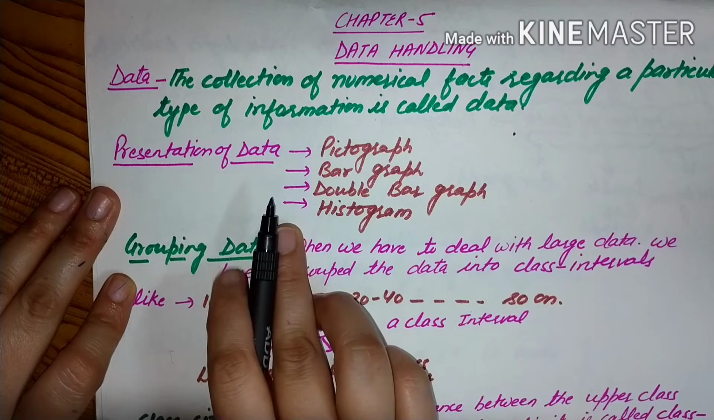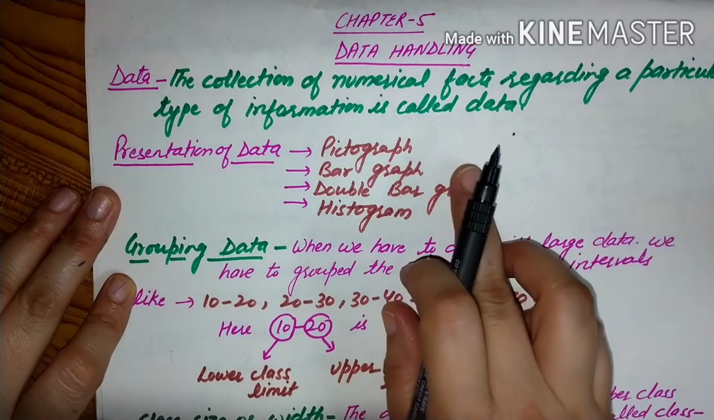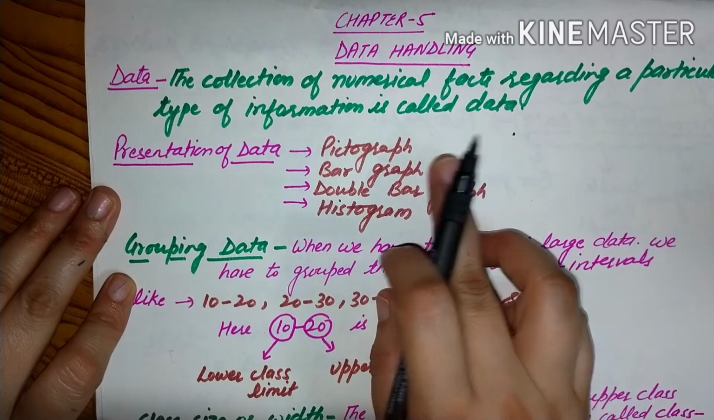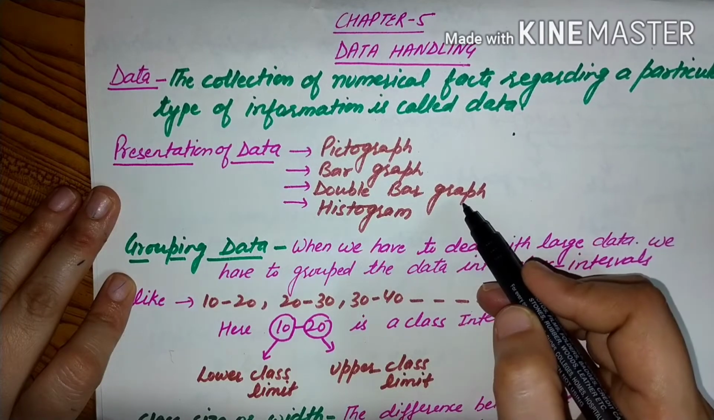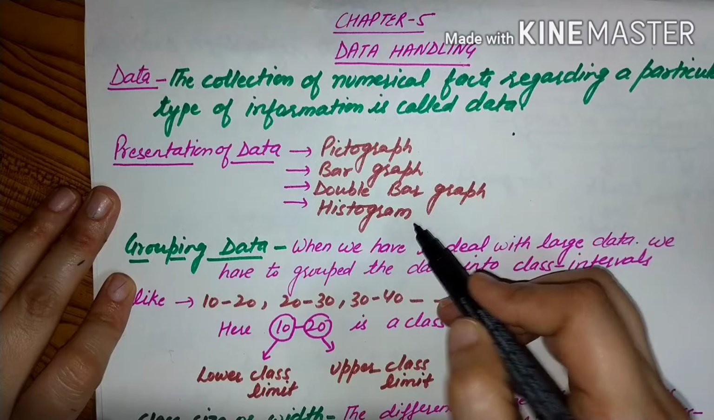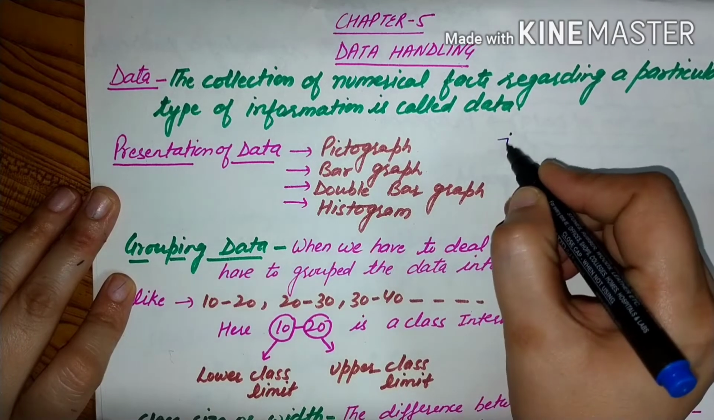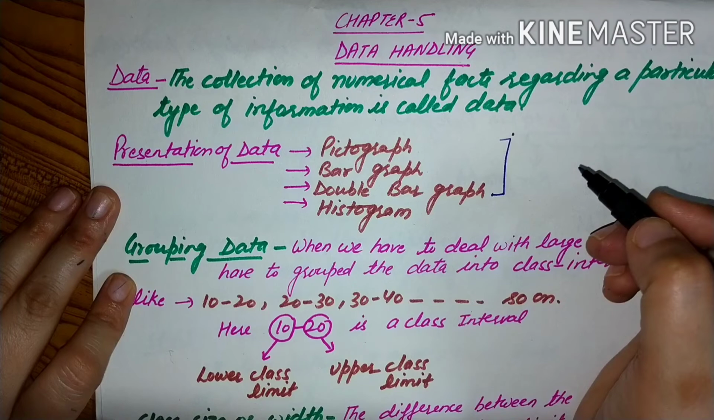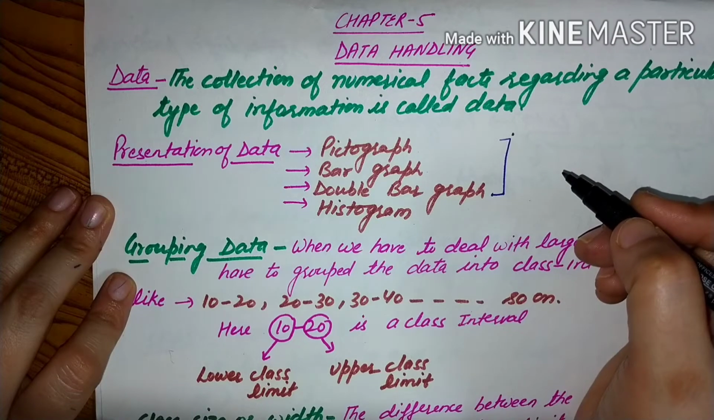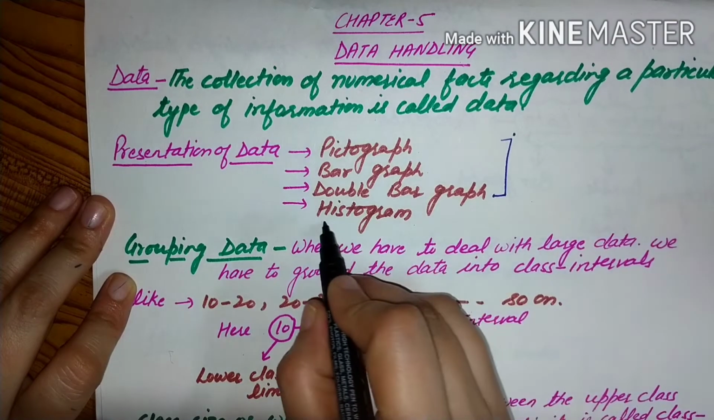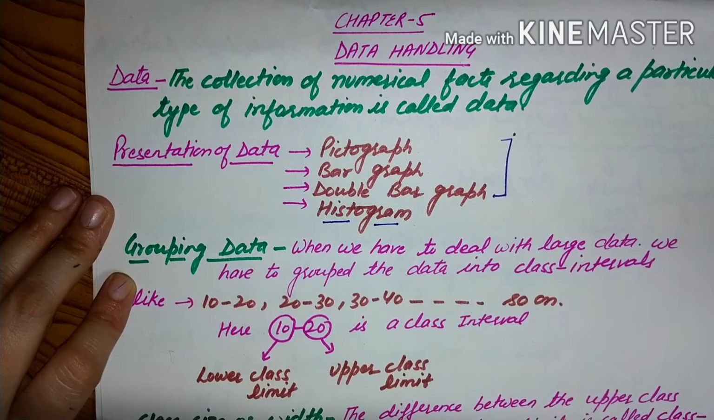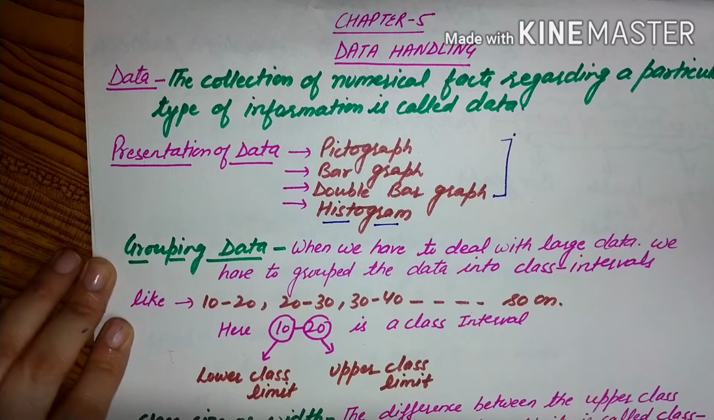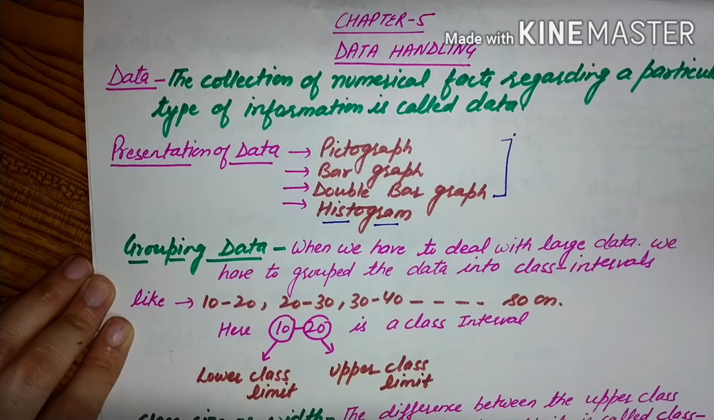Now, presentation of data. Presentation means how can we represent the data. We can represent the data in the following ways: pictograph, bar graph, double bar graph and histogram. These three things, pictograph, bar graph and double bar graph, you have done in earlier classes also. Today our main concern is how to draw a histogram and how can we represent the data using histogram.